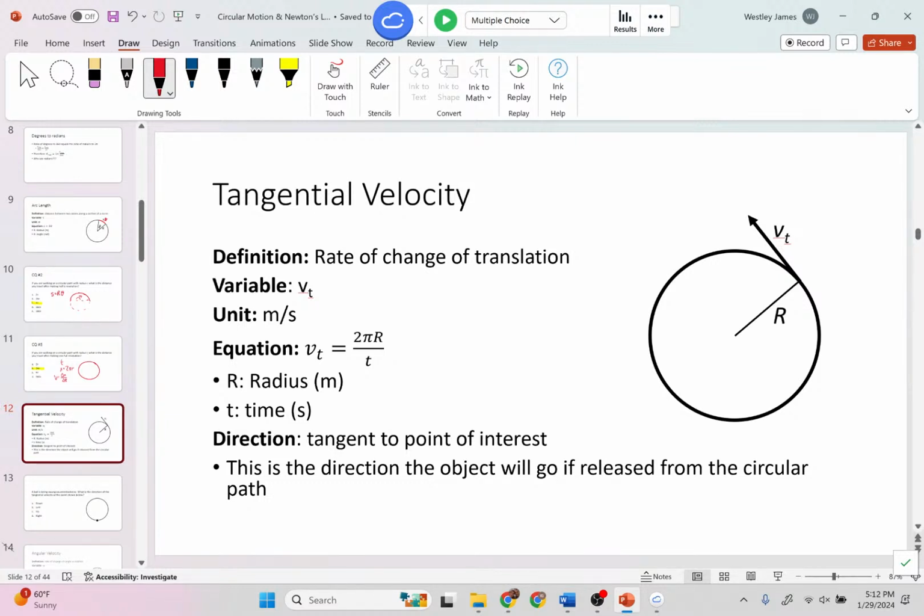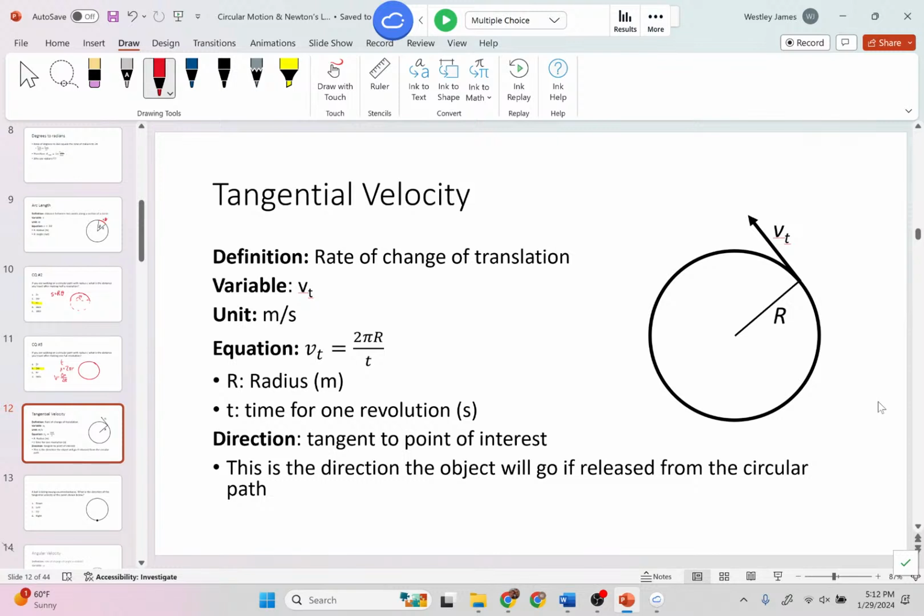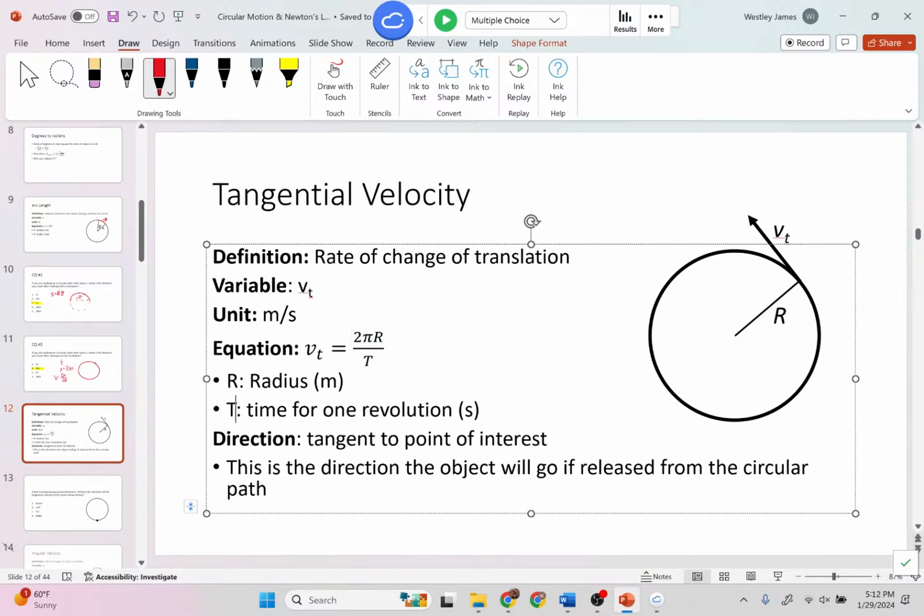Very important. So in fact, I should clarify that here. This is the time for one revolution. So in fact, I probably should have called it the period. Let's go ahead and fix that actually. Capital T. It's good to use the right notation for y'all. This is technically called the period. We're going to see this period thing more as the class goes on.